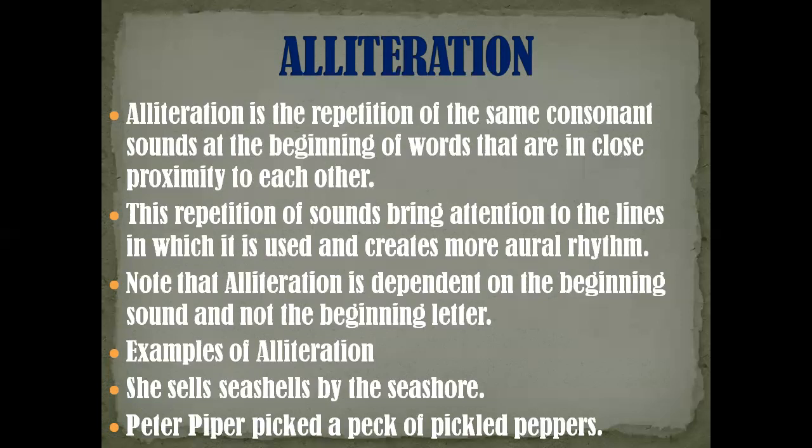Examples of alliteration. She sells seashells by the seashore. In this example, we are repeating the letter S and it's like a tongue twister. Let's come to the next one. Peter Piper picked a peck of pickled peppers. So I think by the time I come to the next figure of speech, you can just try reading it out a little fast. Now let's come to the next one.